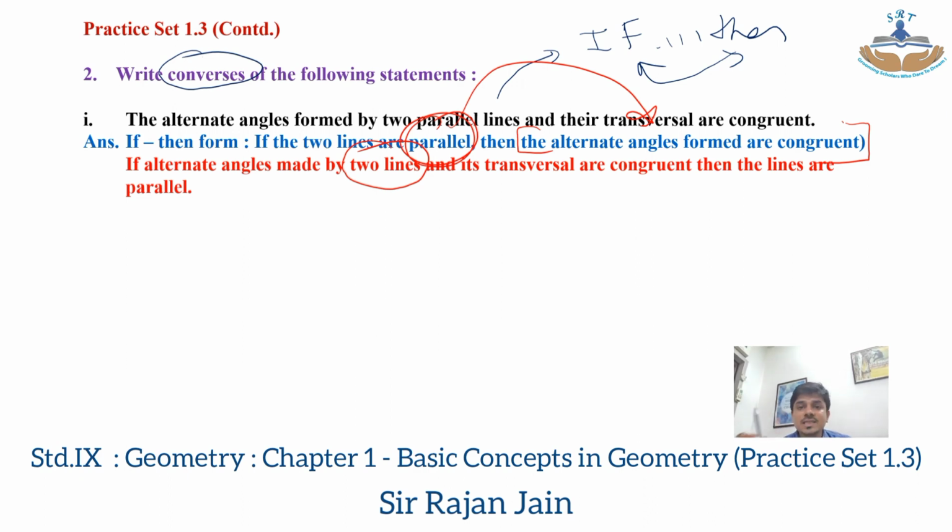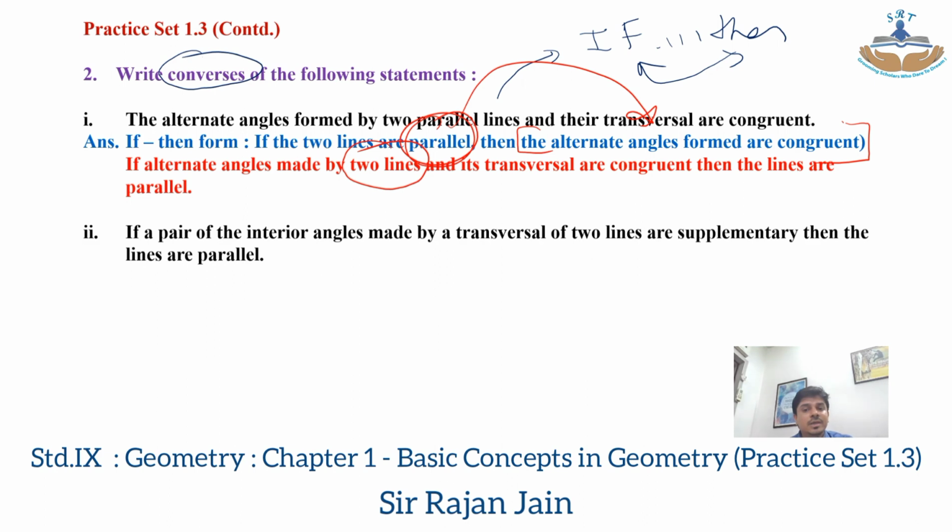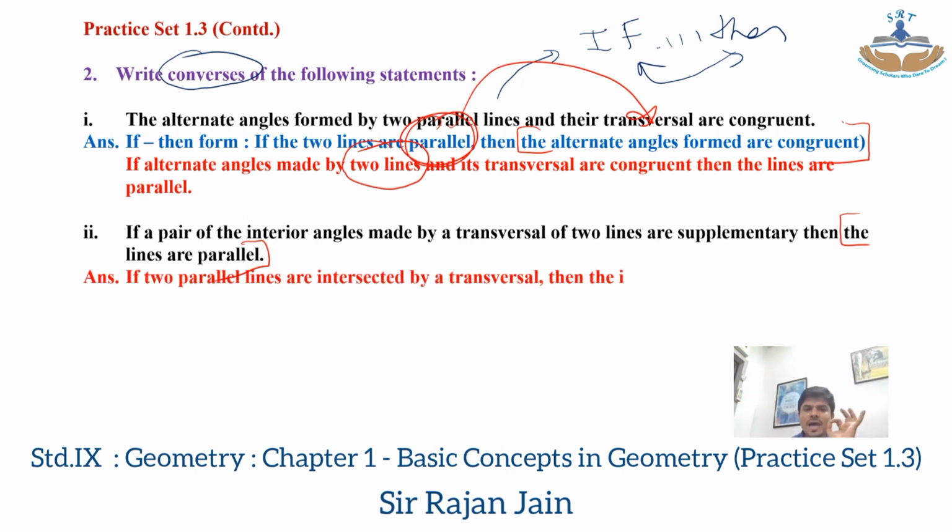Understood? So what I learn from this is that if a converse is asked, then first you have to get the conditional form and then reverse it. Okay? Next question. Simple, very easy. Why very easy? Because the given statement is already in conditional form. If a pair of interior angles made by a transversal of two lines are supplementary, then the lines are parallel. So the portion after "then" will come first in my converse. If two parallel lines are intersected by a transversal, so my word parallel has come first itself. So if two parallel lines are intersected by a transversal, then the interior angles so formed are supplementary.